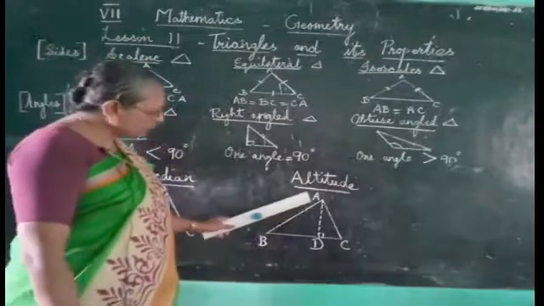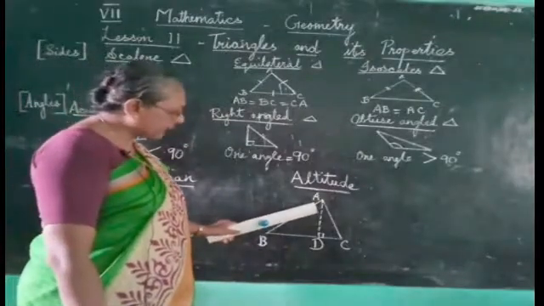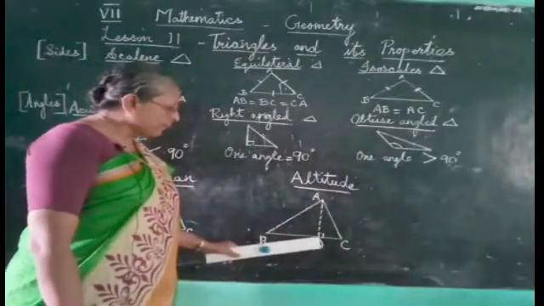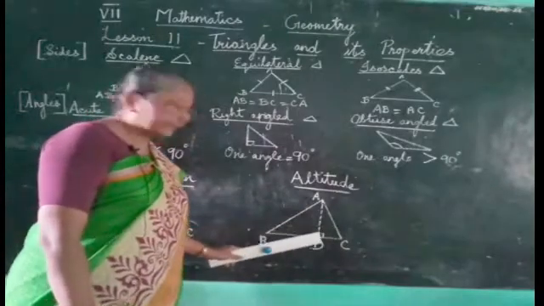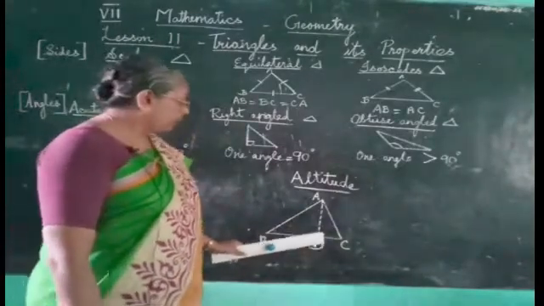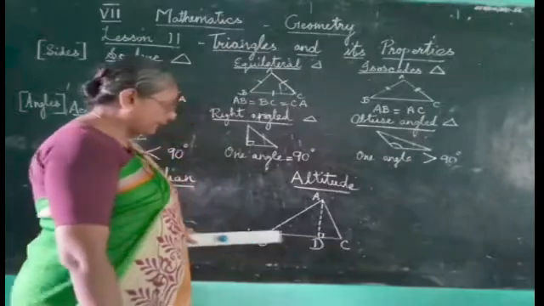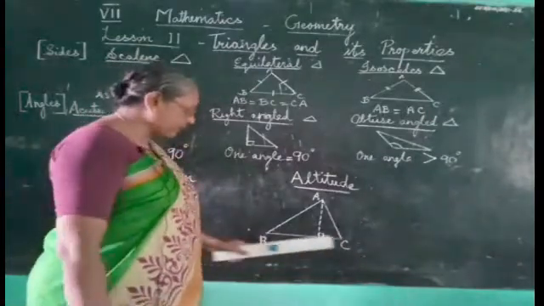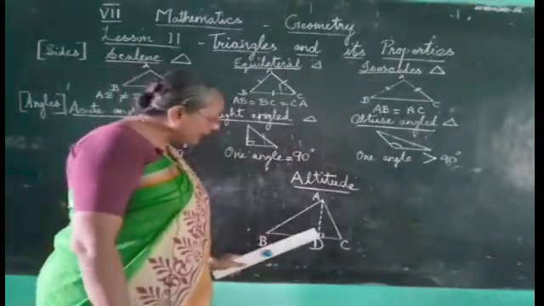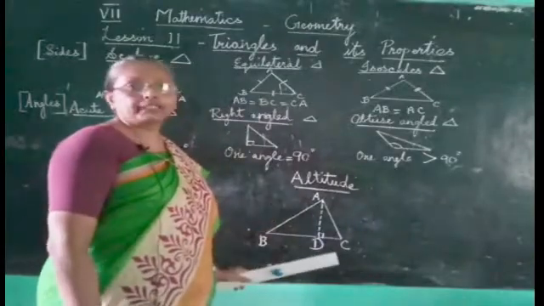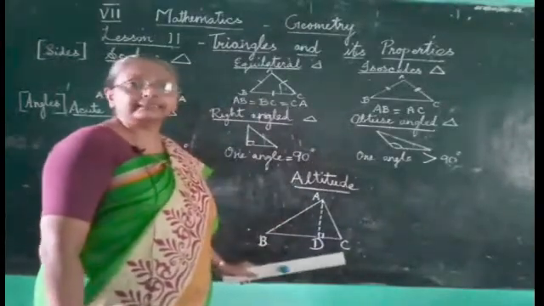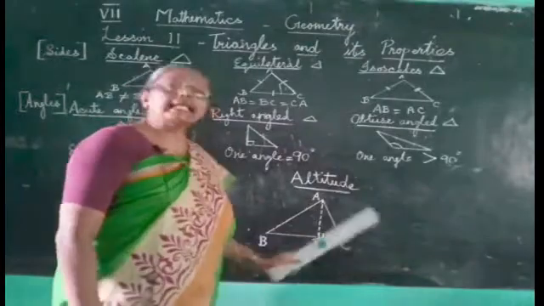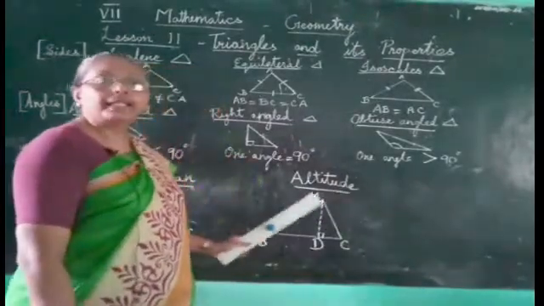So from here, suppose I say A is the vertex in this triangle. From A, I am drawing a perpendicular line. That means it should make 90 degrees at the base, opposite side, which is BC. So AD is a perpendicular drawn from A to BC. So AD is the altitude of this triangle ABC.